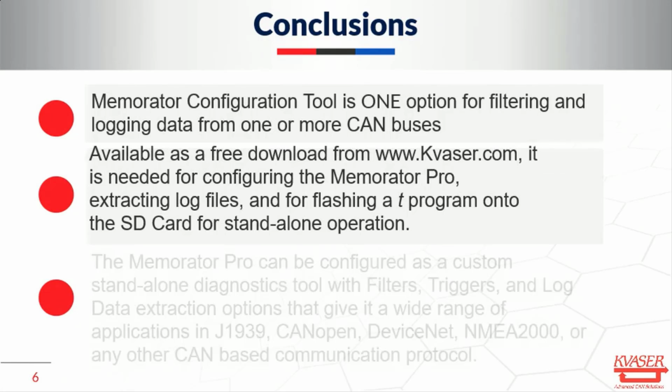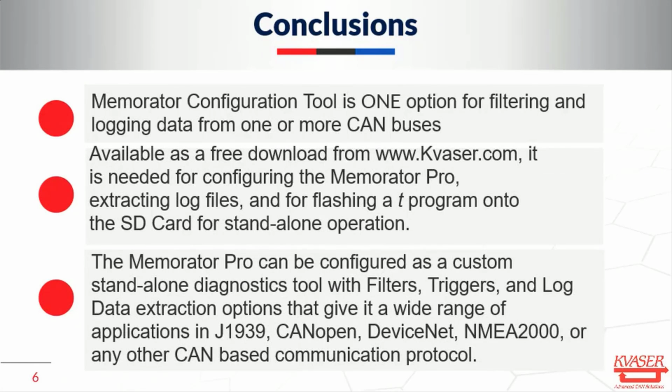So Memorator configuration tools is one option for filtering and logging data, and there are quite a few, including the T-programming. It's available as a free download from Kvaser.com, as all of our software is, and it's needed to configure the Memorator Pro, extract log files, and flash a T program. So if you write a T program, you need to select the script option within Memorator configuration tools and flash that compiled T program onto your SD card.